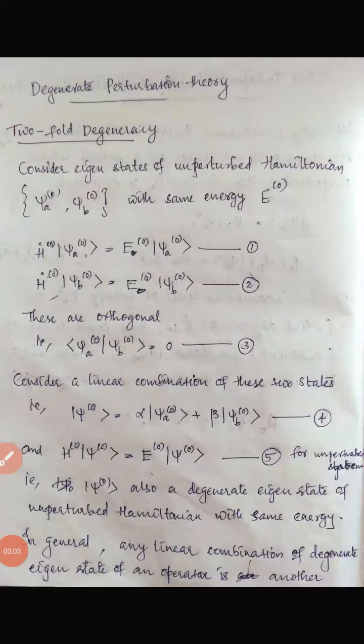Degenerate perturbation theory. First, we can consider a simple case, that is twofold degeneracy. Consider eigenstates of the unperturbed Hamiltonian, that is psi_a^0 and psi_b^0, with the same energy. That's why it is degenerate. The wave functions are different but the energy is the same, E0. These are unperturbed, that is why I used 0.